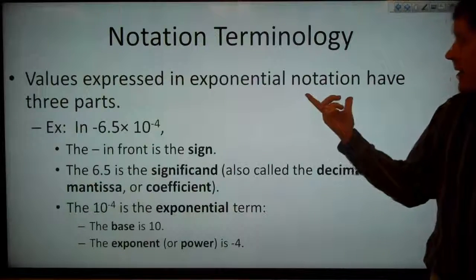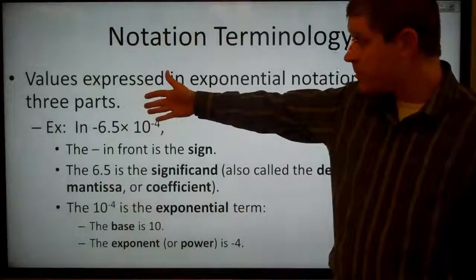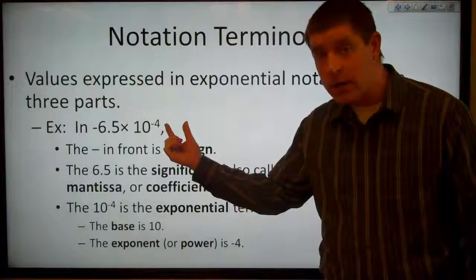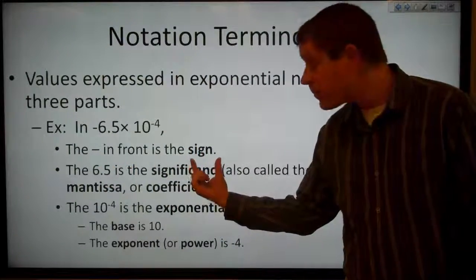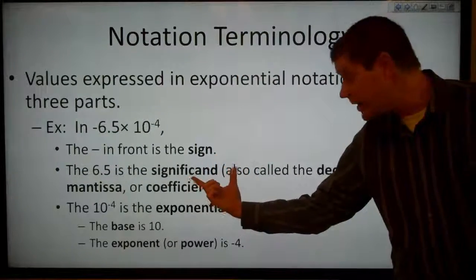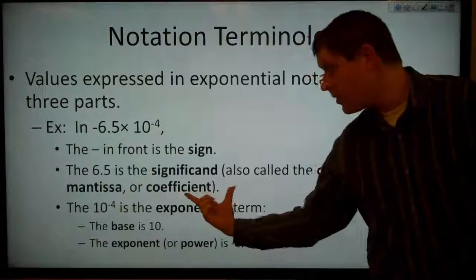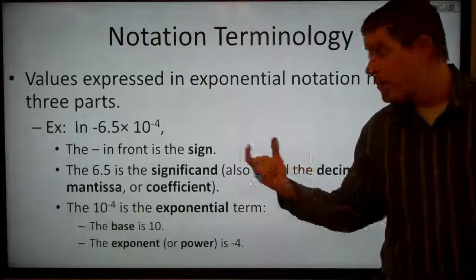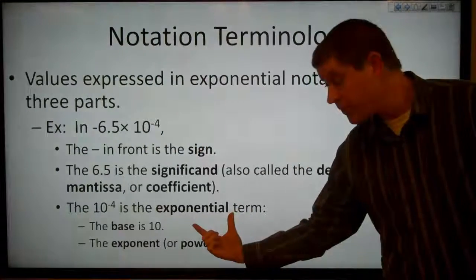Values expressed in exponential notation have 3 parts. So for some example number like this, negative 6.5 times 10 to the minus 4, we have the negative sign in front. That's the sign. The 6.5 is what is called the significand, or the decimal, or the digit, or the mantissa, or the coefficient. The 10 to the negative 4 is the exponential term.